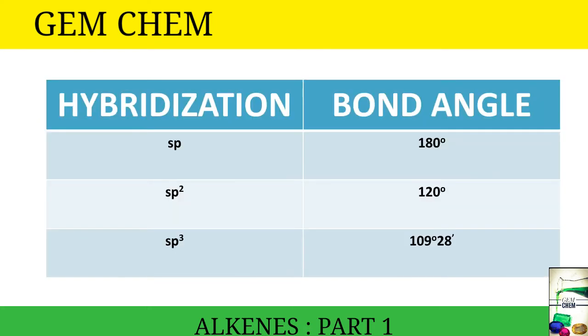So let us see. Now see, as I have told you, as p character increases, the bond angle decreases, right? So here the p character is least, that is 50%, so it is 180 degrees, whereas here the p character is more, 120, and for sp3 hybridization it is 109 degrees 28 minutes.